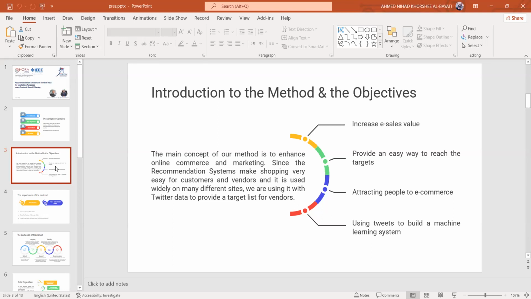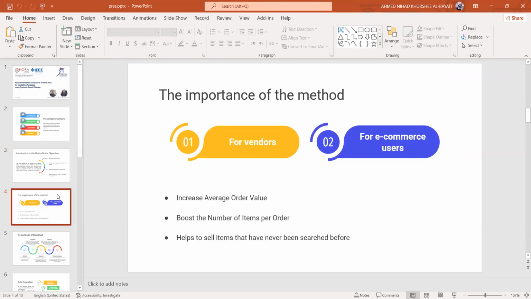The objectives could be increasing e-sales value, providing an easy way to reach targets, attracting people to e-commerce, and also using tweets to build a machine learning system. So, the importance of the method. For both vendors and e-commerce, there are many useful points which we could reach by using our method. Simply, it will increase the average order value, and the number of items per order will be boosted. Also, it could help to sell items that have never been searched before by the users of the e-commerce site.